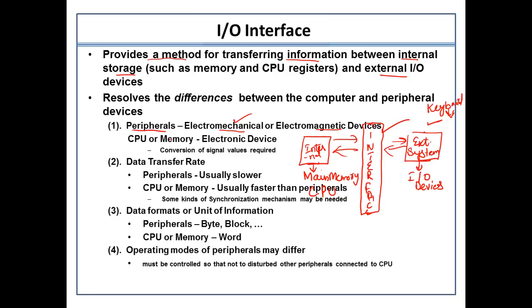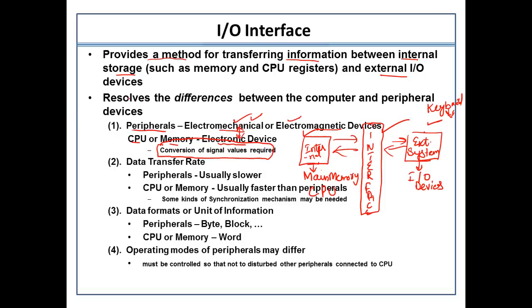But when I'm talking about the internal devices, the CPU or memory, these are electronic equipment. So it is very important that the way they operate should be the same. The interface helps in converting these signals into one standardized signal so that the internal machine can easily understand what the external device wants to say. So that's why we are looking for interfaces.